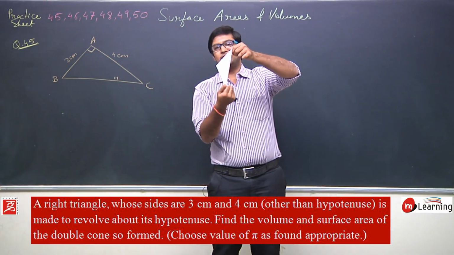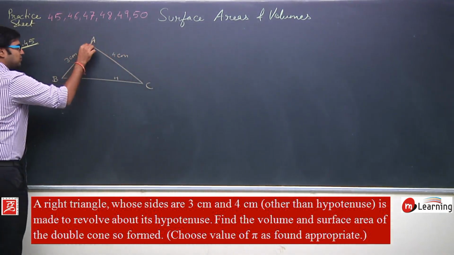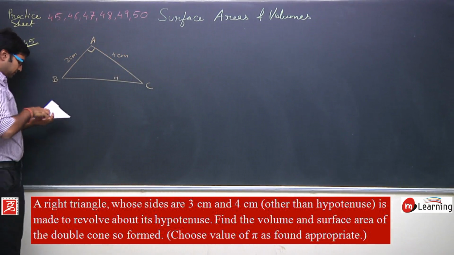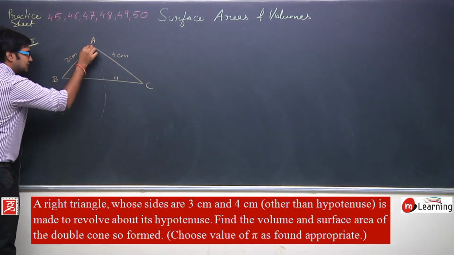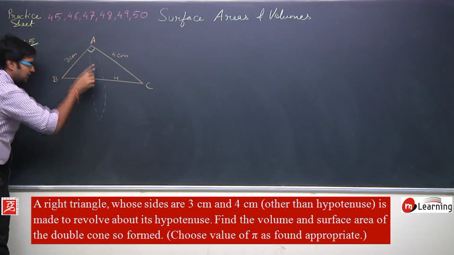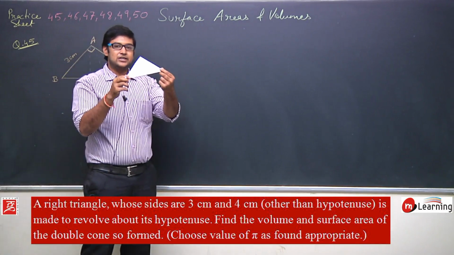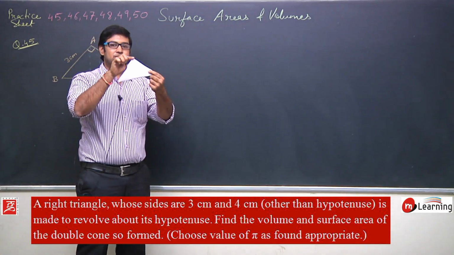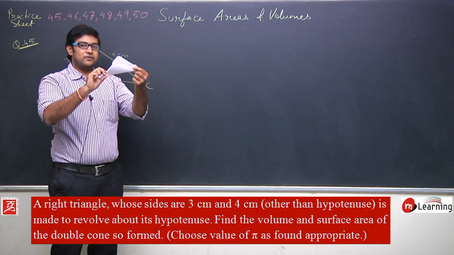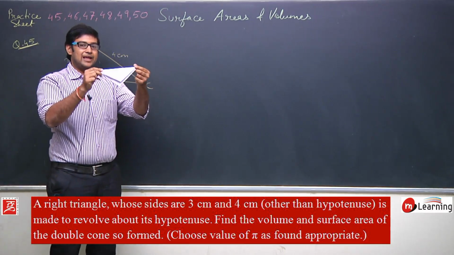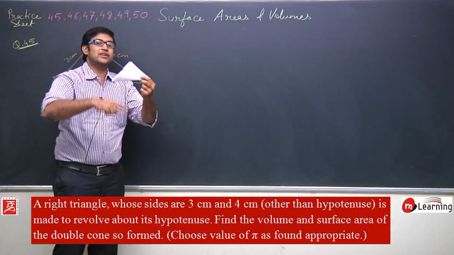Now what kind of solid figure will it be? If I rotate this, then this point will start rotating in this circle. This A point will rotate in a circle. I am holding it like this. So you can see this is the A point at which the angle is 90 degrees. If I move it like this, what will happen? This A point will move in a circle.